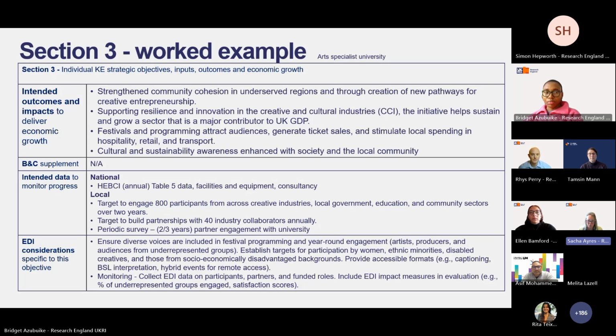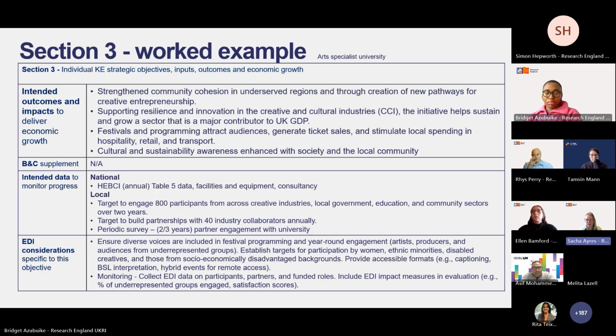So in this example, one of the intended outcomes it impacts is this art specialist looking to contribute to a major UK industry in creative and cultural industries. So there's quite a clear economic growth link there. But they are also emphasising their impact on the local community, and they enhance cultural and sustainability awareness as an outcome in itself. That's a different kind of pathway that they can follow and just as legitimate. In this case, they are not using their business and commercialisation supplement at all, so they can just leave it blank.